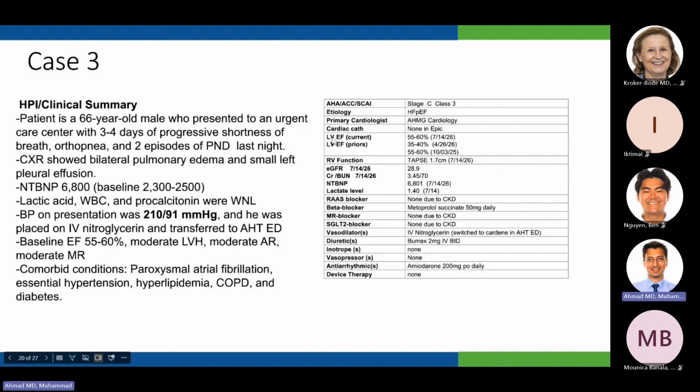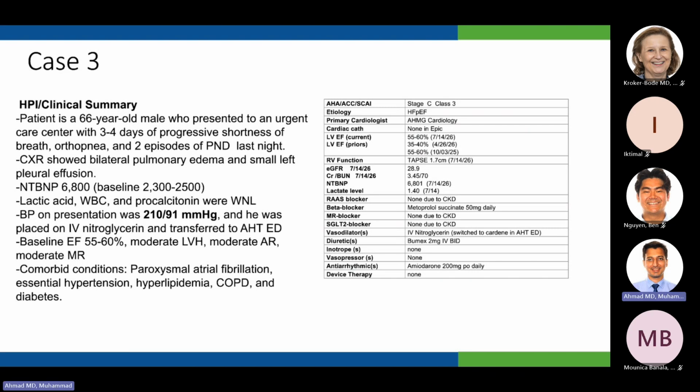So the last case, a 66-year-old male presented to the urgent care center, 3 or 4 days of progressive shortness of breath, orthopnea, and the night before he presented, he had 2 episodes of PND. His chest X-ray showed bilateral pulmonary edema and small left pleural effusion. His NT-proBNP was 6,800. He usually runs about 2,300, 2,500. His lactic acid, white count, procalcitonin, all were normal. His blood pressure on presentation was 210/91. And that was after he took some nitros because he was getting chest pain.